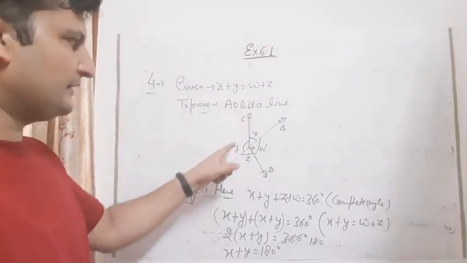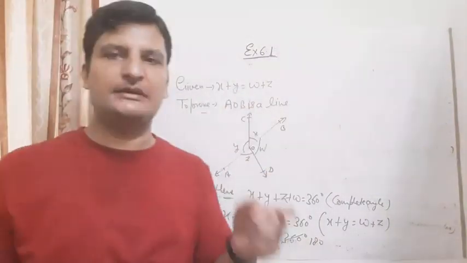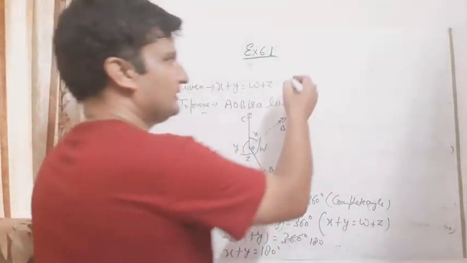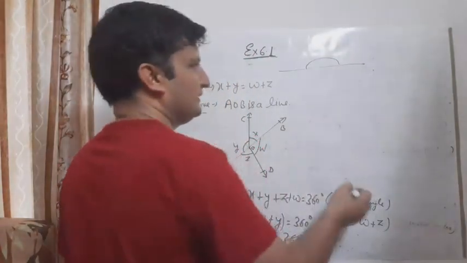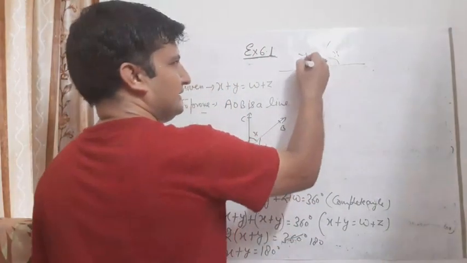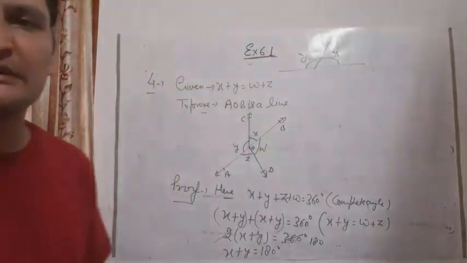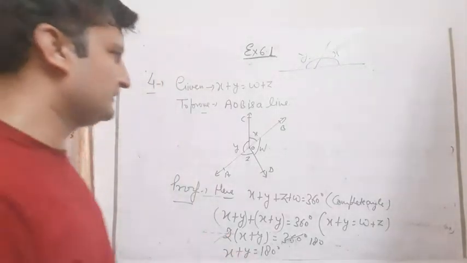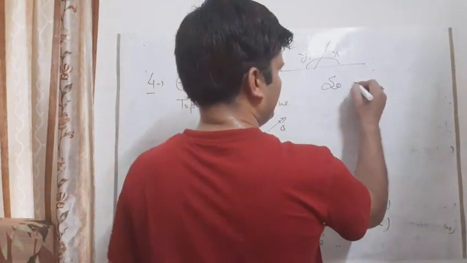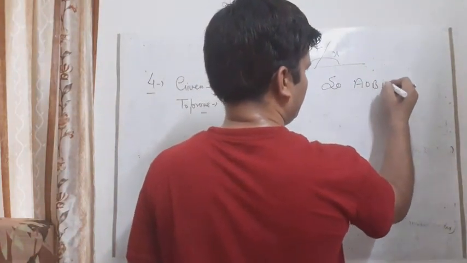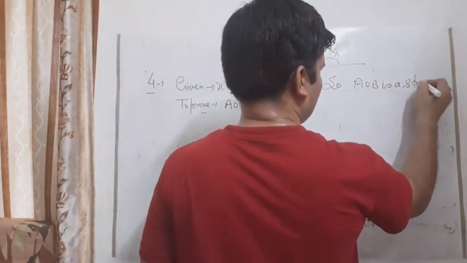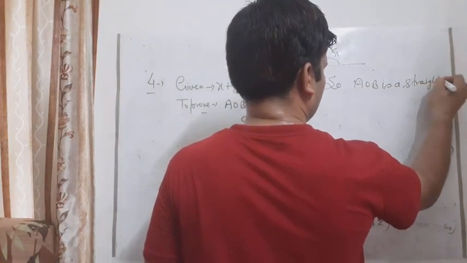देखिए x प्लस y, एंगल x प्लस एंगल y का सम कितना है? 180 डिग्री. अभी मैंने आपको बताया था कि कोई लाइन का अगर सम ऐसा होता है, suppose एंगल आपका x है, y है, इन दोनों का सम अगर 180 डिग्री है, तो it means it is a line. So we can say that AOB is a straight line.